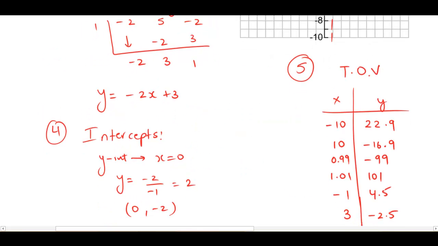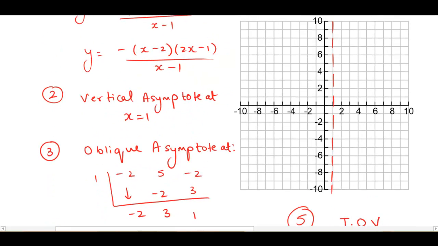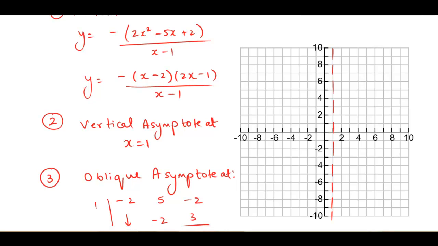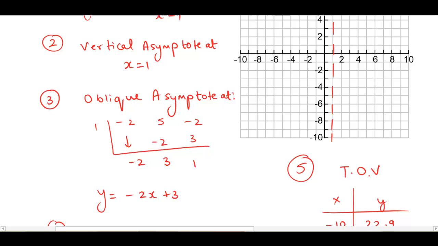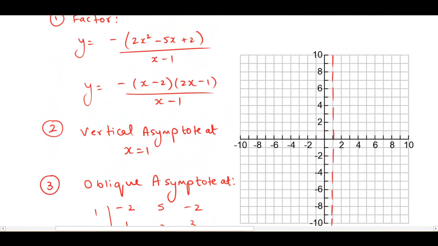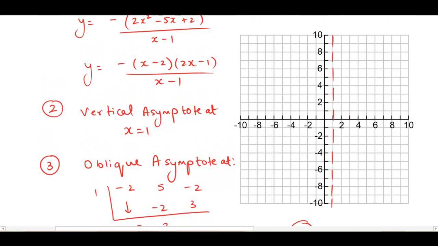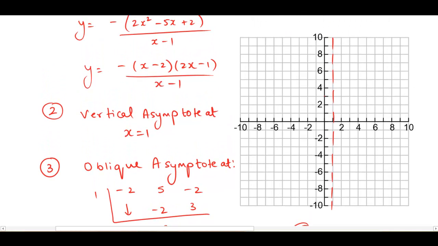So since that is our oblique asymptote, I'm going to go ahead and graph that as well. So let me do that. Again, we need to graph that linear function, negative 2x plus 3. So start with positive 3. Slope is negative 2. So what I'm going to get is the following right here, right here, right here. Right, so that's going to be the oblique asymptote that we are working with.